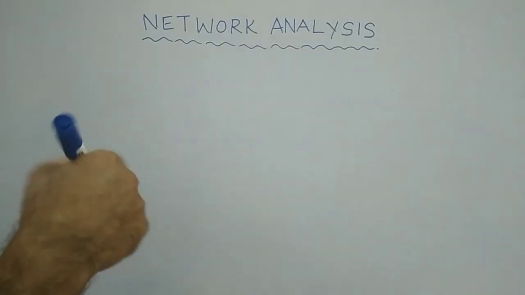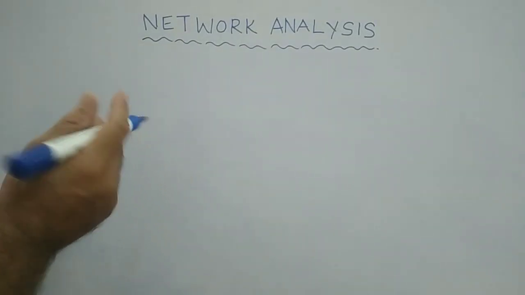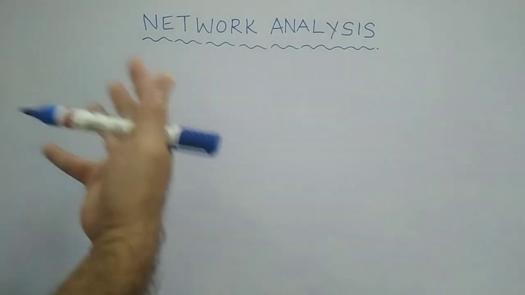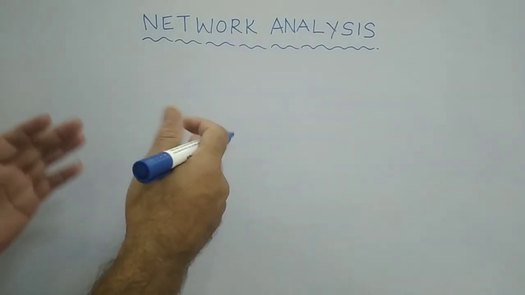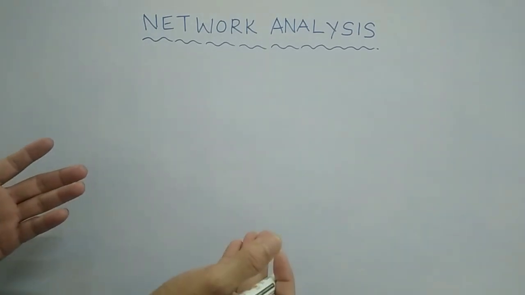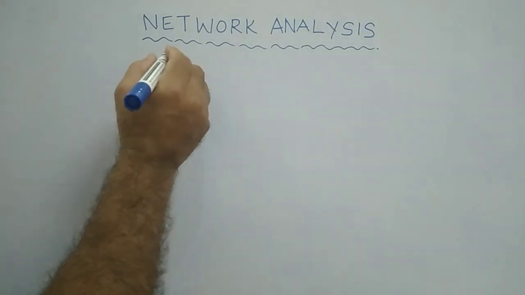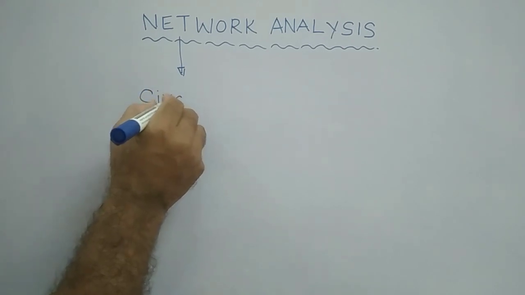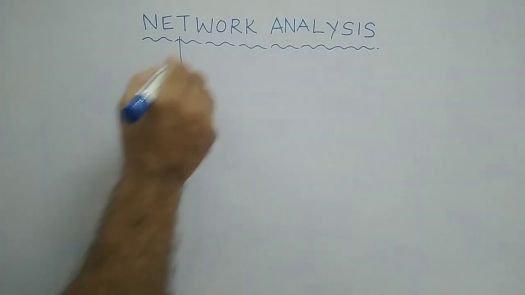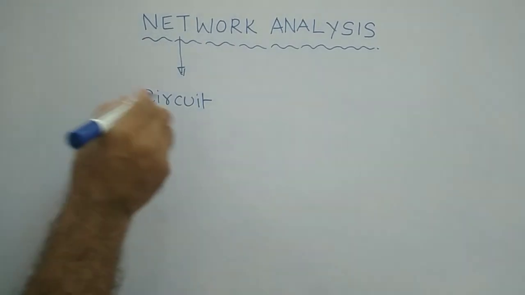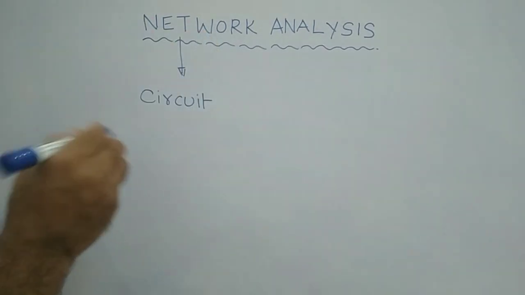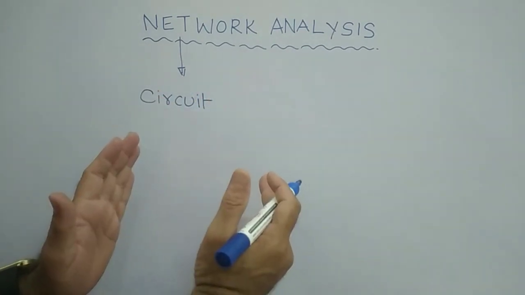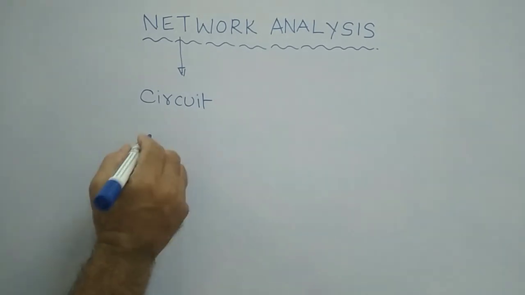So what are the primary things, or in other words, what is a circuit actually? A circuit is nothing but an electrical circuit consisting of various electrical parameters, right? A network is also called a circuit basically. So what is a circuit or what is a network? It is an electrical circuit consisting of various electrical parameters.